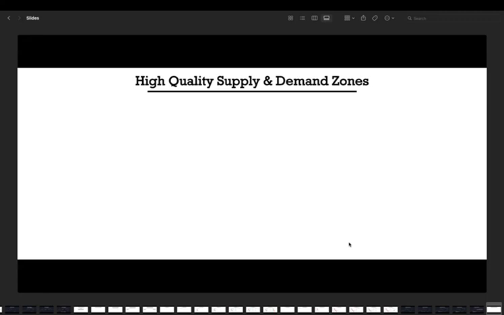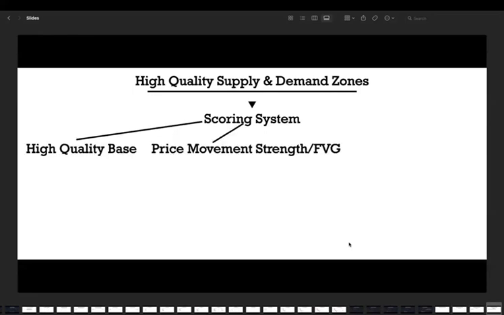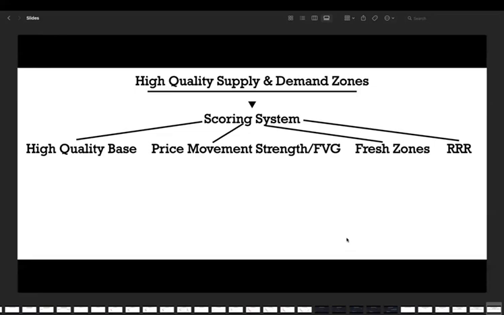But how do we identify that these supply or demand zones are high quality? For that, we have a special scoring system. So what is that system? Let me explain. There are four most important criteria for supply and demand: the base, price movement strength and FVG, fresh zones, and triple R. What are FVG and triple R? A little bit later, I will explain. Do not worry if you don't understand.